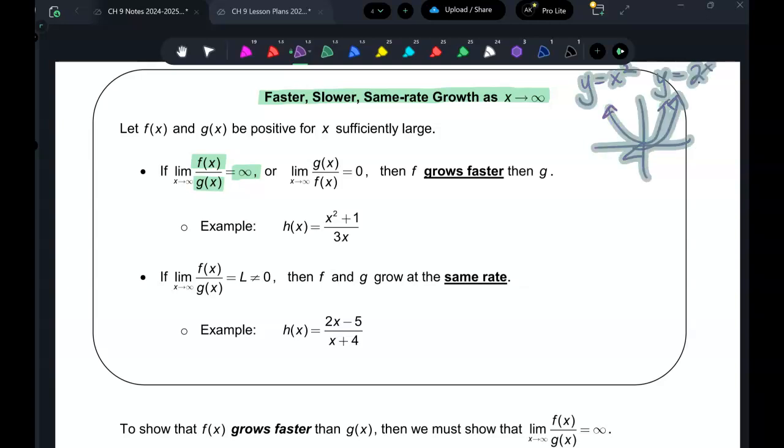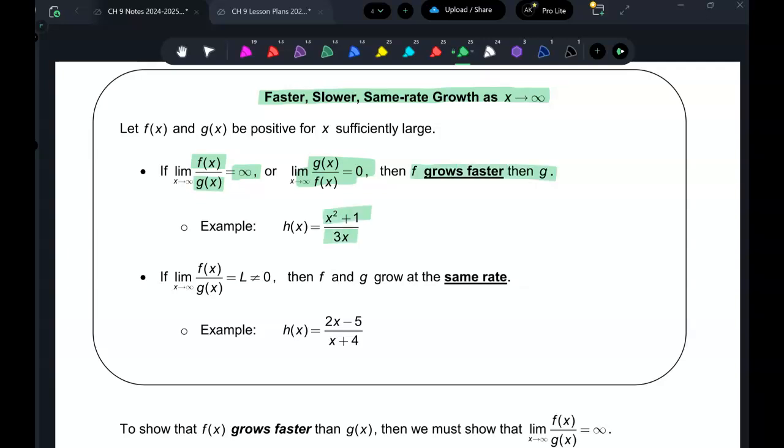Versus what if we put g of x on the top and f of x on the bottom, then we should get 0. So it doesn't really matter which one we put on the top or the bottom. It depends on what we end up with as our result. If we put the bigger one on top, then we should get infinity. If we put the bigger one on the bottom, we should get 0.